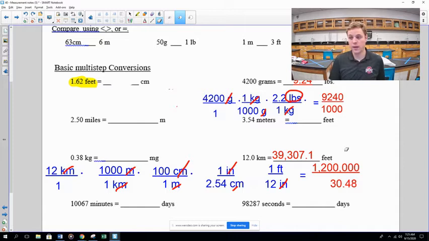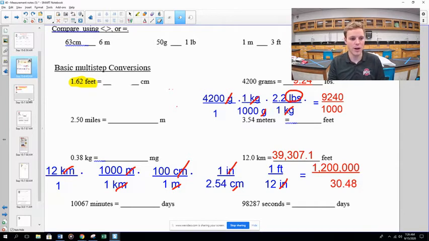39,307.1 feet. Mr. Pilcher, do I have to have that 0.1? It's not really that big of a deal right now. We're actually going to talk about sig figs later down the road to tell you exactly where to end a calculation. But we'll worry about that later. So for right now, if you put 39,307, that's fine if you didn't include the 0.1. No big deal.